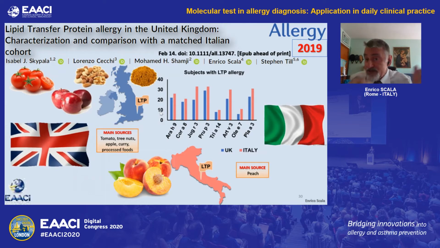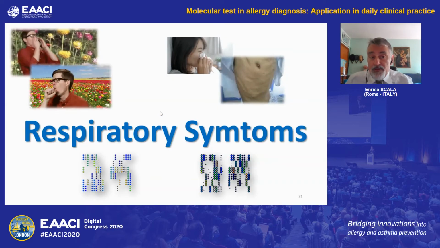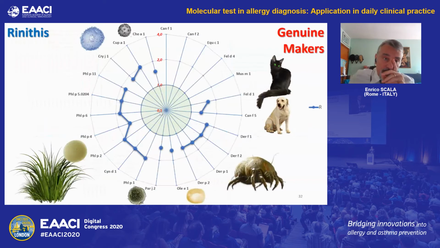situation observed also in England, and as you can see, the profile of recognition of the distinct molecules belonging to lipid transfer protein are quite similar, comparing Italy and England, even in the presence of sources of sensitization totally different. But talking about respiratory symptoms, as you can see, when we consider rhinitis and the genuine marker of sensitization, the most relevant and common species-specific components of environmental, both indoor and outdoor allergens are represented.